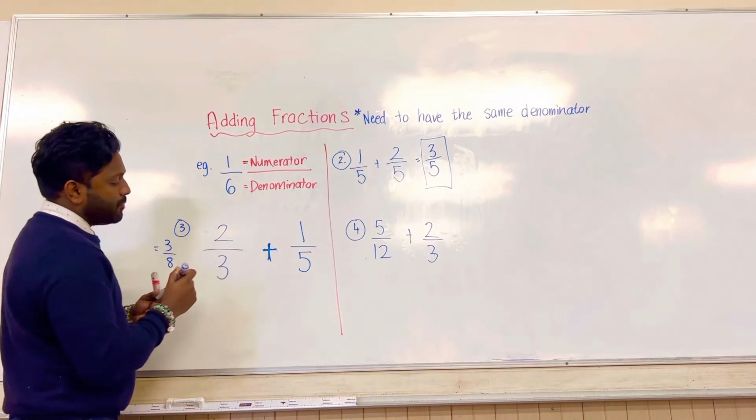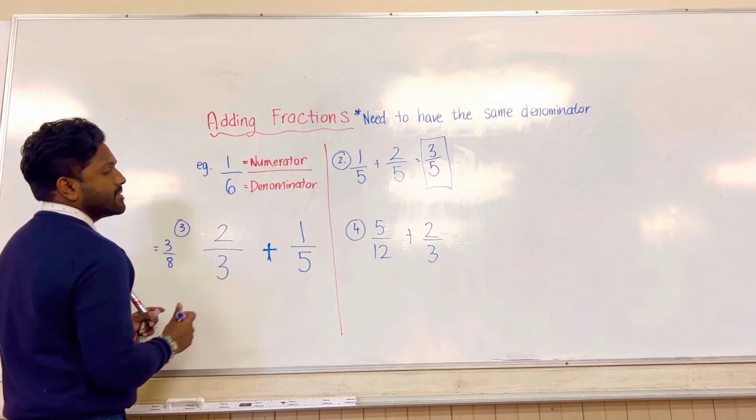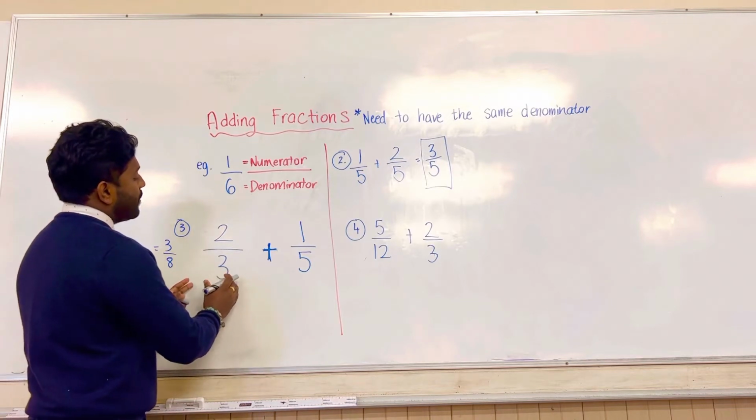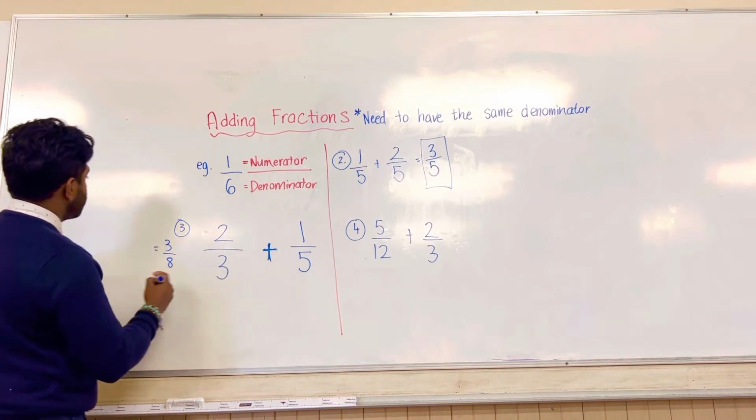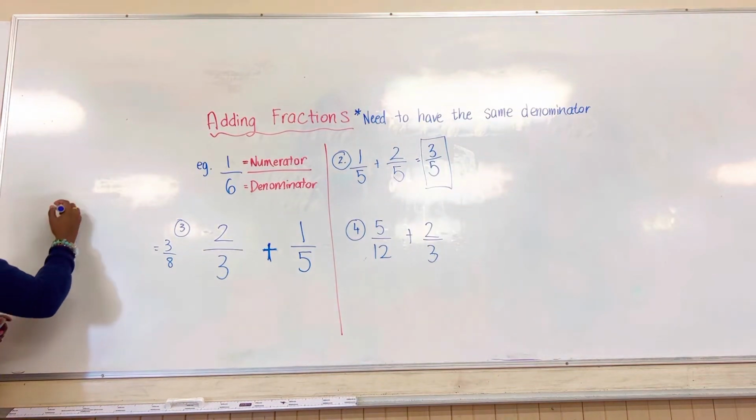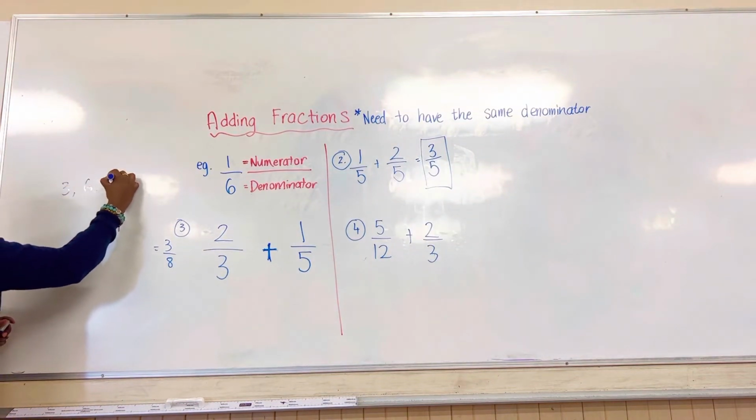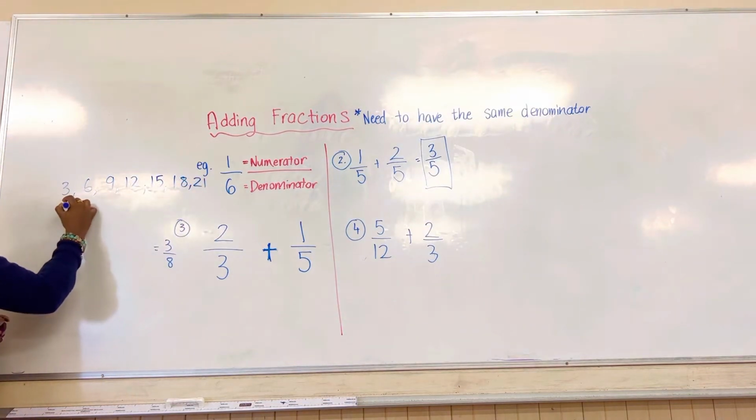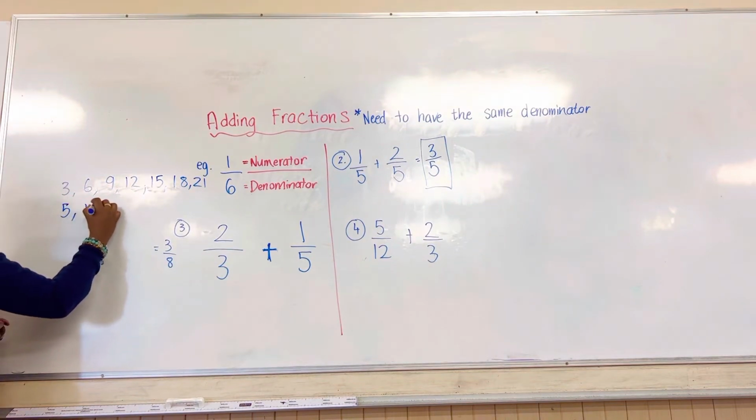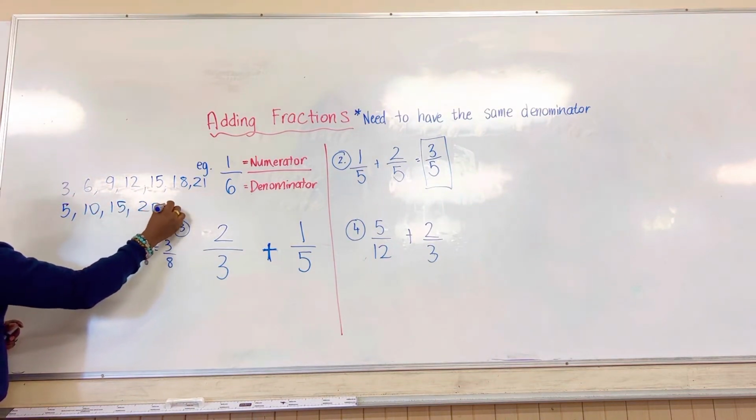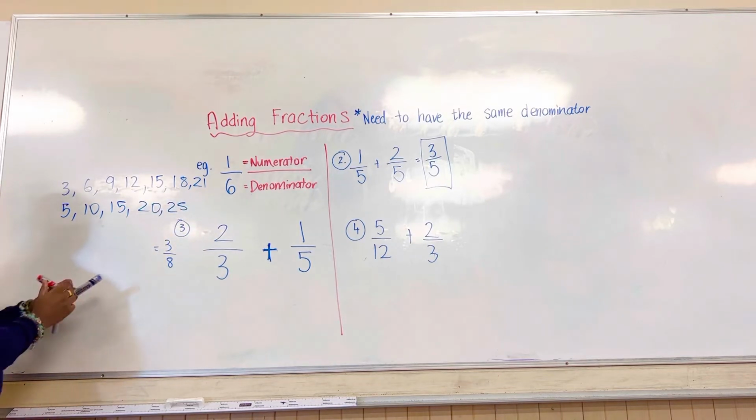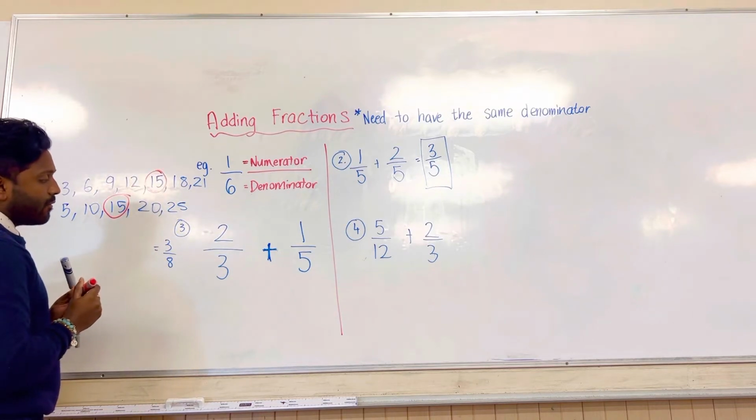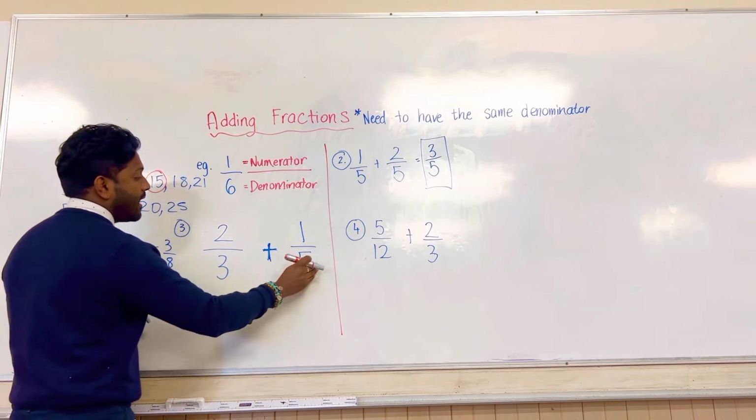So, what could you put here and here as the same denominator? What's a common number that they could both go into? You got here 3, so you can write down the actual multiples of 3: 3, 6, 9, 12, 15, 18, 21. And you also have a 5: 5, 10, 15, 20, 25. Oh, it looks like they have 15 as a common multiple. So what you could do is change this to a 15 and that to a 15 as well.